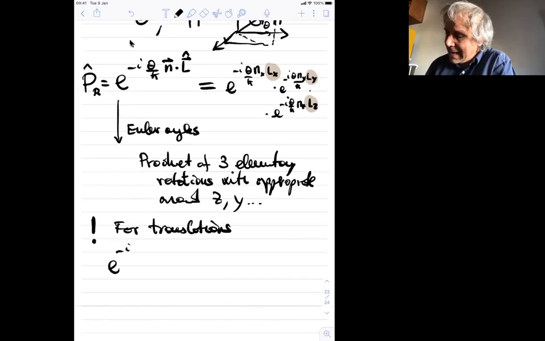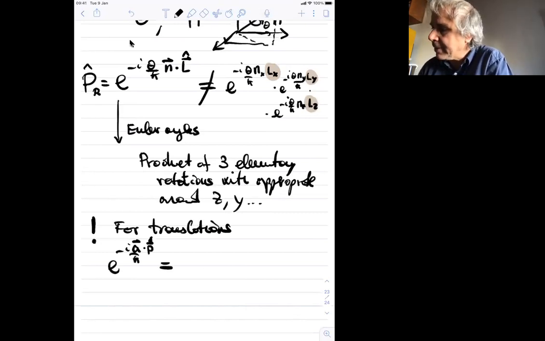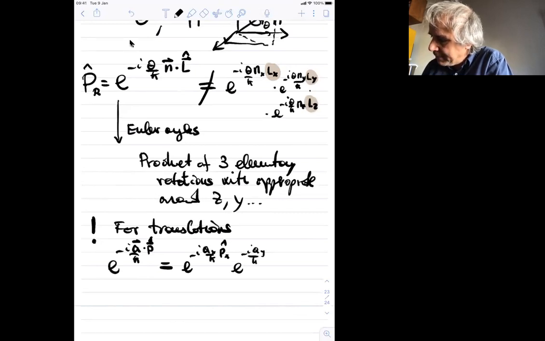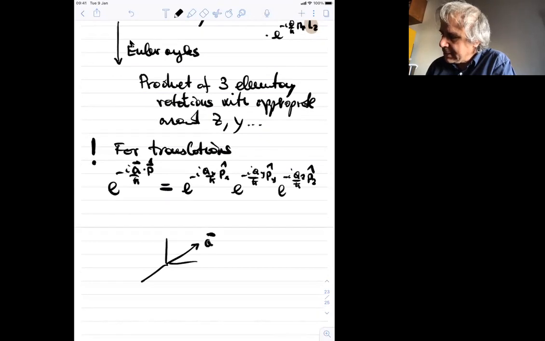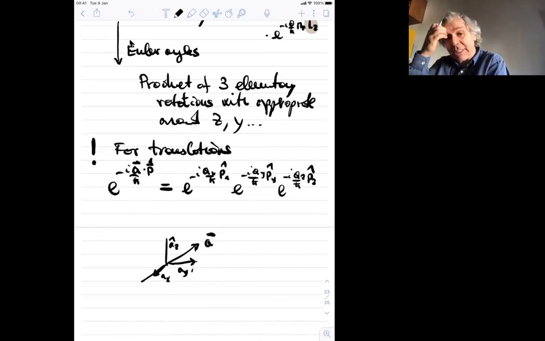If I have e to the minus i a dot p over h bar, this is equal to e to the minus i ax over h bar px, e to the minus i ay over h bar py, e to the minus i az over h bar pz. In other words, for translations, if I have to translate by a, I can just do it separately. First, a translation by ax, then a translation by ay, and then a translation by az. I can do the three translations in the order I want, and I obtain the net effect.